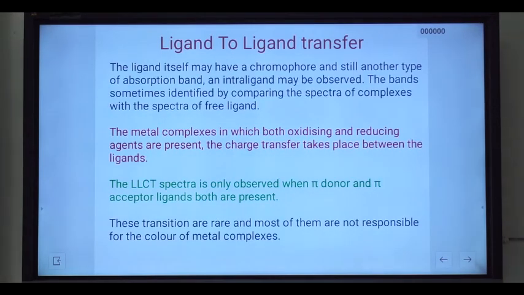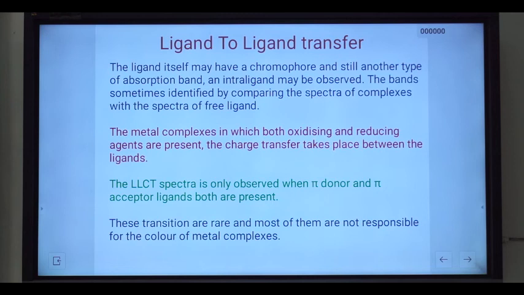Next transition is ligand to ligand charge transfer transition. Here the ligand itself may act as a chromophore. Chromophore means color bearing, and the band is sometimes identified by comparing the spectra of complexes with the spectra of the free ligand. The condition here is metal complexes in which both the oxidizing as well as reducing agents are present. Only then the charge transfer takes place between the ligands. Both kinds of ligands should be there in the one complex, then only charge transfer takes place between the ligands.